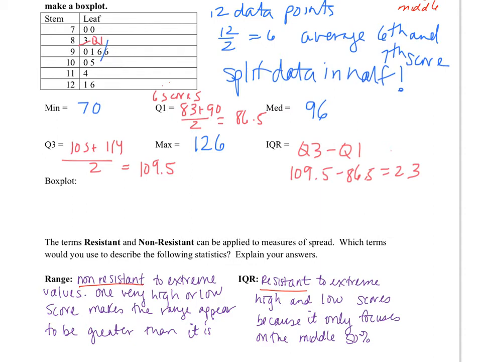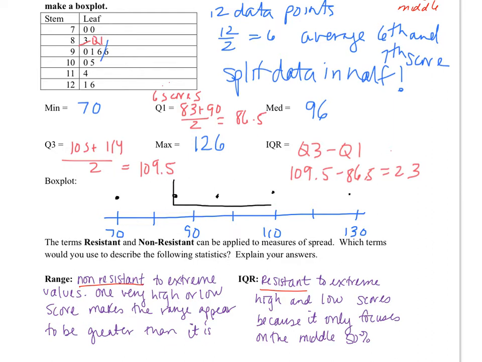This number line will look like this. Since my minimum is 70 and my maximum is 126, I'm going to label it going from 70 to 130. So I have 70, 80, 90, 100, 110, 120, 130. From here, we put a point at each of these 5 numbers. So I'll put a point at 70, 86.5, 96, 109.5, and then 126. From here, I draw a rectangle that starts and ends with my Q1 and Q3.